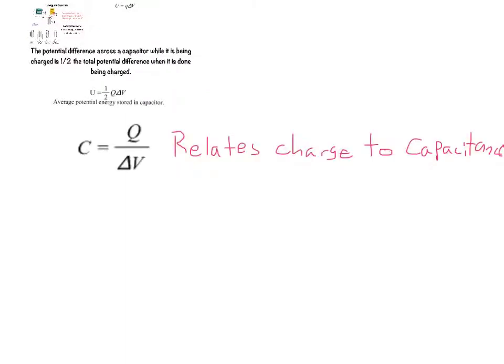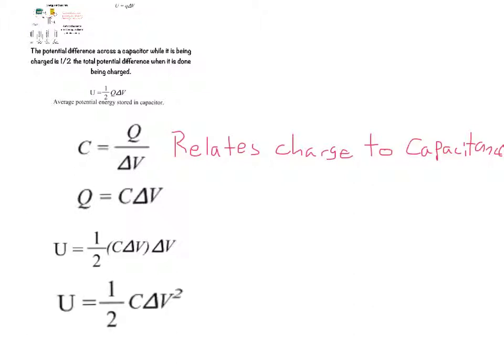First, we know that charge is related to the capacitance by C equals Q over V. Now, we can rearrange this to get Q equals CV. And we can plug this into the potential energy equation, which simplifies to the potential energy is equal to 1/2 CV squared.